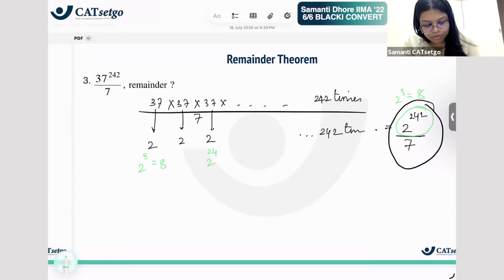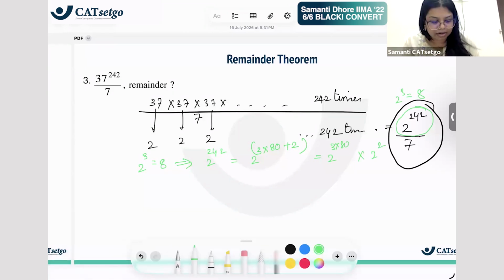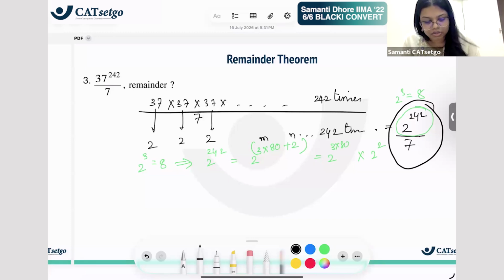Now 242 can be written as 3 into how much? 3 8s are 24, so 80. I can write 242 as 3 into 80 plus 2. So if I divide this using indices, this becomes 2 raised to 3 into 80, into 2 raised to 2. 2 raised to m plus n is 2 raised to m into 2 raised to n. Correct? Everybody is sorted till here, right?